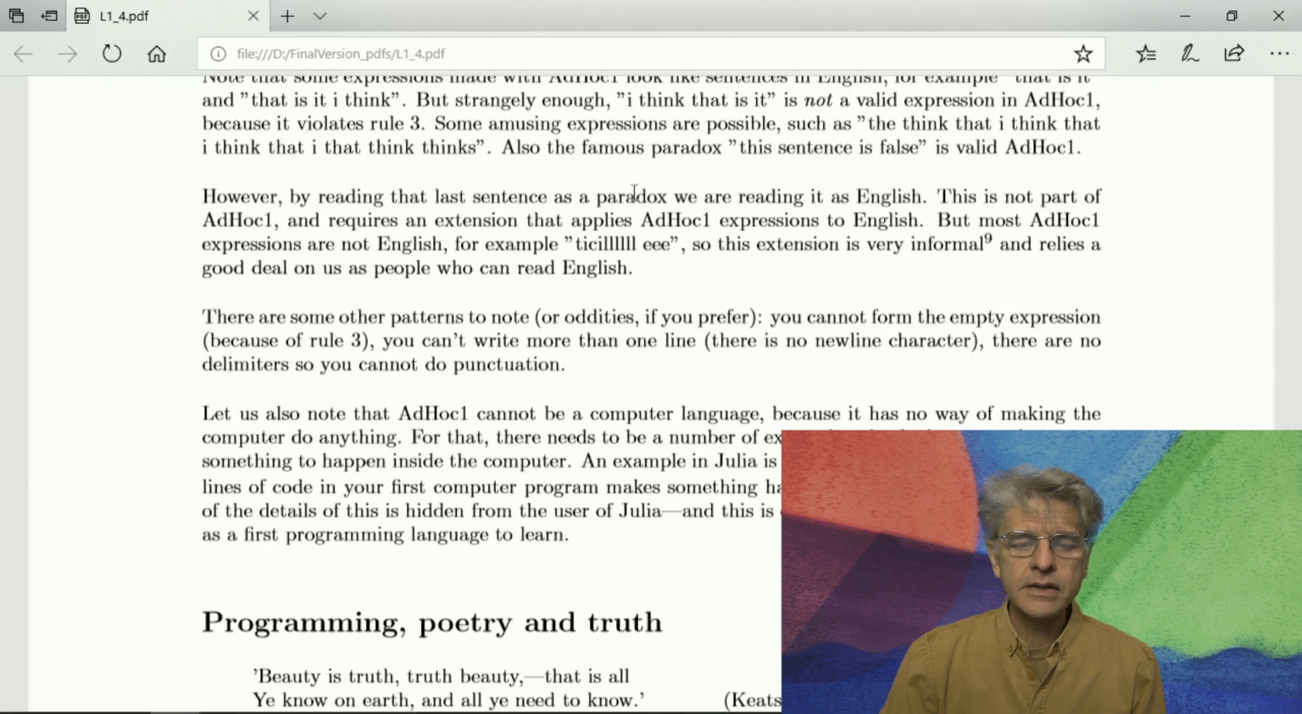If we read this last sentence as English, then we are not reading it as ad hoc 1. There is no way in which ad hoc 1 is actually an attempt to express English. If we wanted to make ad hoc 1 a language that expressed English, we would have to make lots and lots of additional rules, essentially translating between English and ad hoc 1. Similarly, in Julia, when we see Julia programs, there's a temptation to read them as English, such as "this sentence is false." In ad hoc 1, we read that as English. And actually, we should be careful not to try and do that too much.